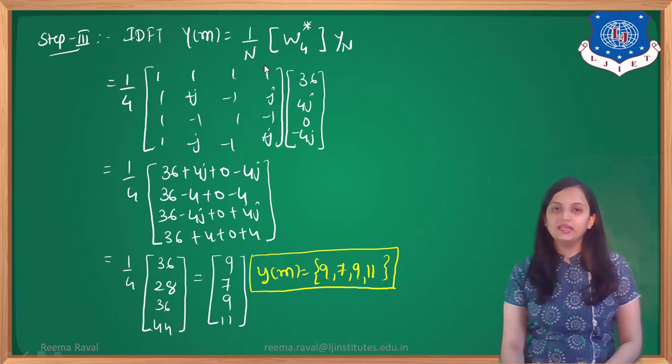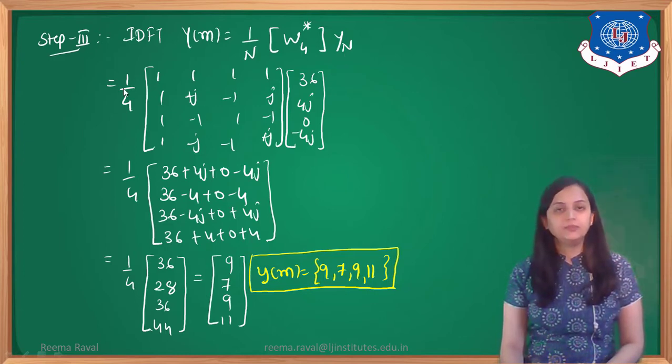So to find the IDFT, we will use the IDFT formula of matrix method, that is 1 by n conjugate of the matrix multiplied with the Y of k for the n point. So here we have n point 4, that is n equals 4. We will take 1 by 4 into the matrix having the places of j and minus j reversed, with the multiplication of the elements 36, 4j, 0, minus 4j, values of Y of k.